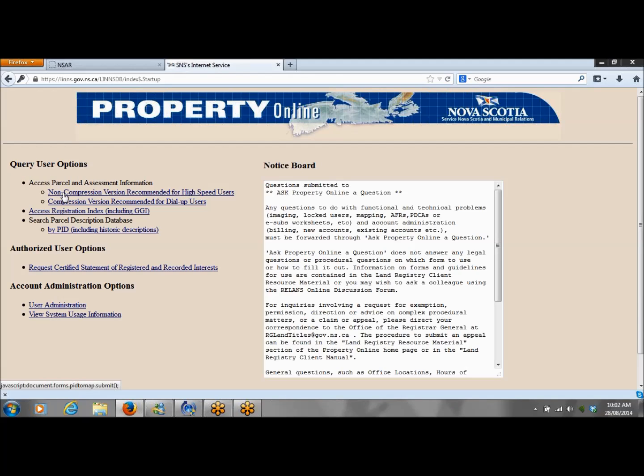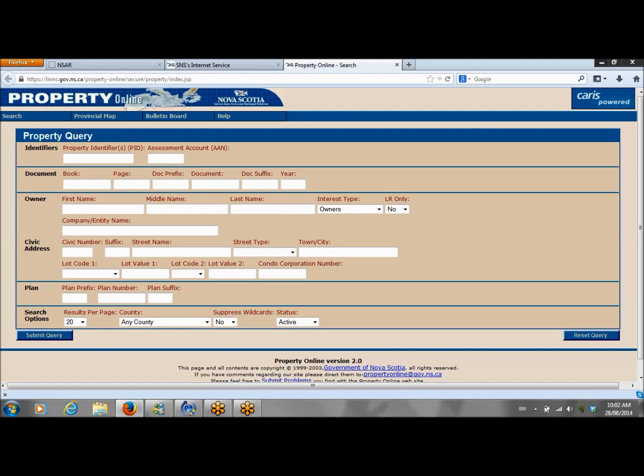So we're going to go right into the non-compressed version. So now we are into the property inquiry. The first thing that I want to recommend, and this will be something that I will be sharing with everybody from a listing perspective, is that before you go on a listing appointment, in the ideal scenario, you will have checked on Property Online before you go. There are several reasons why I would recommend that you do that. The first reason is that you will then know before you get to the listing whether or not there is a third person on title.